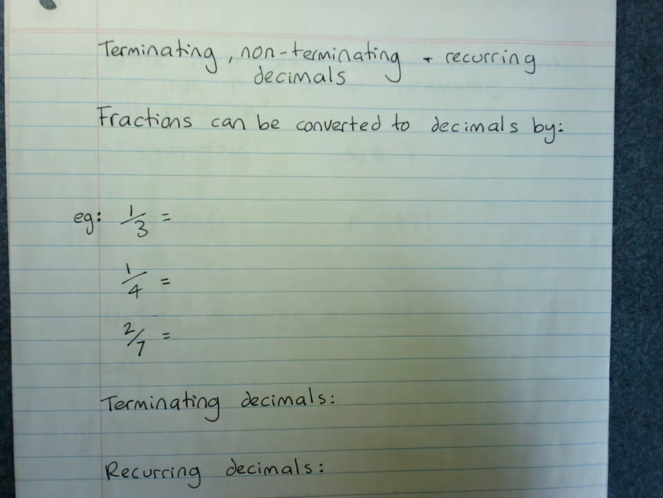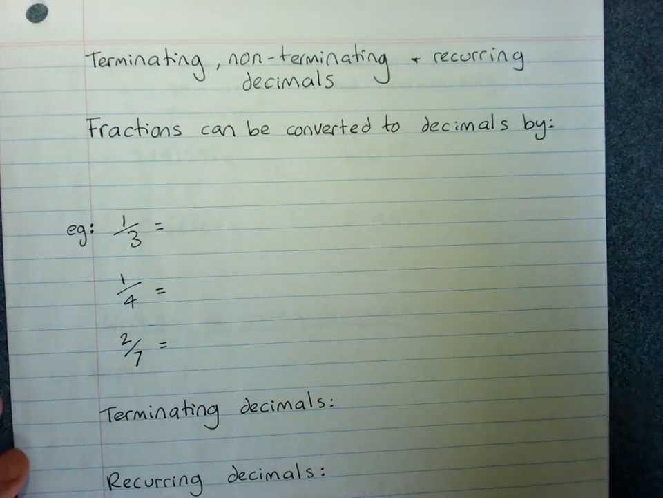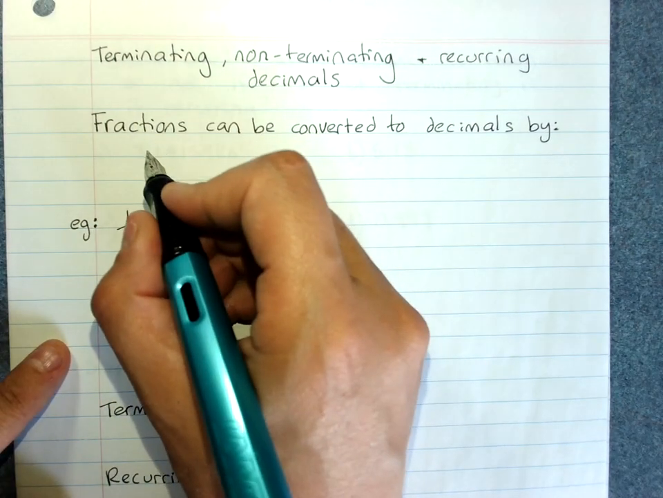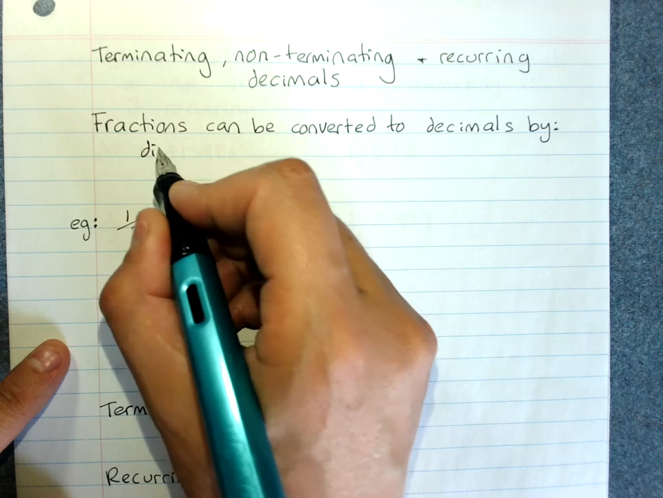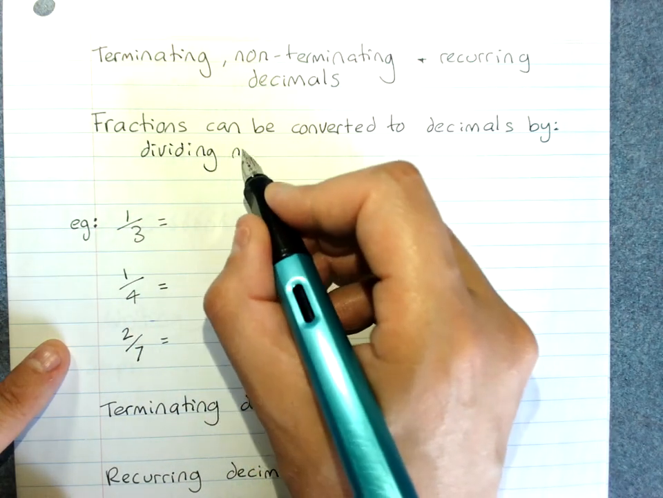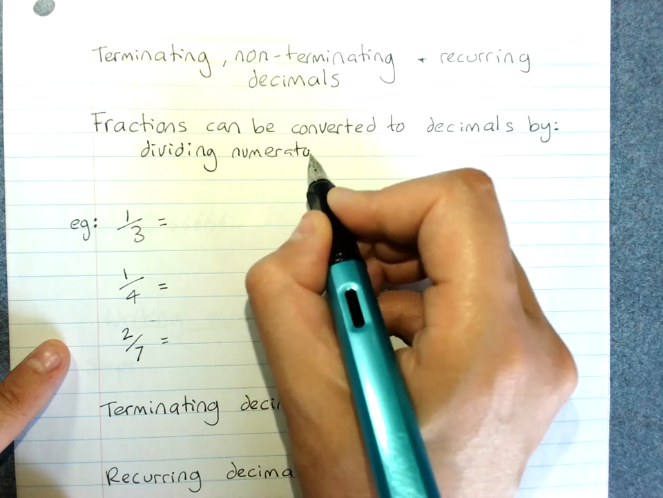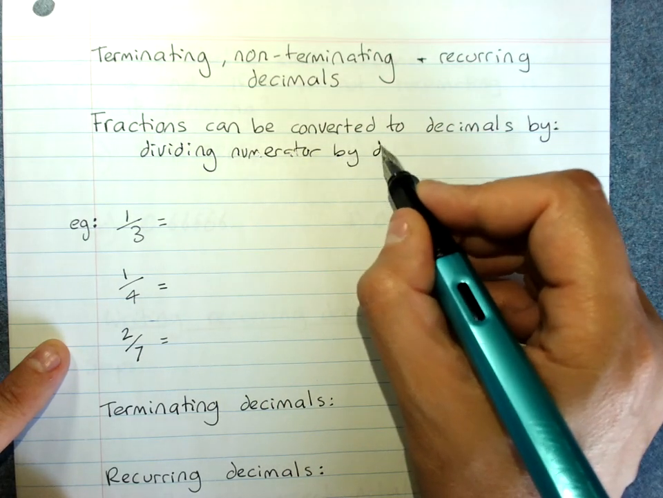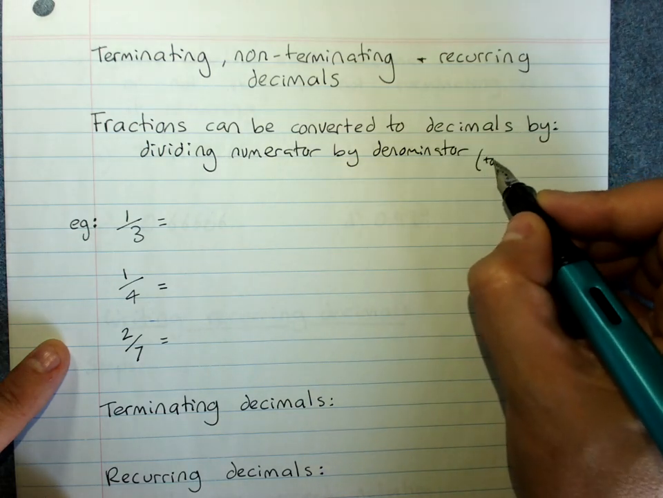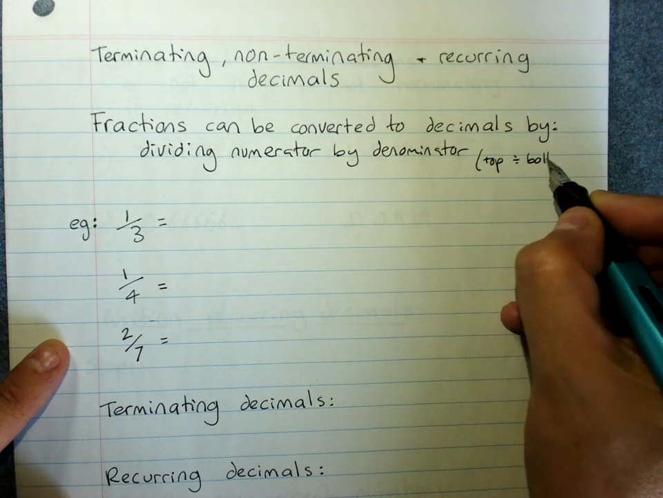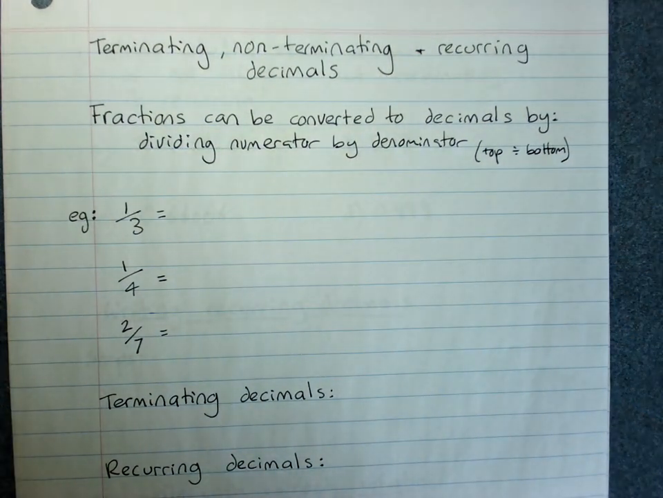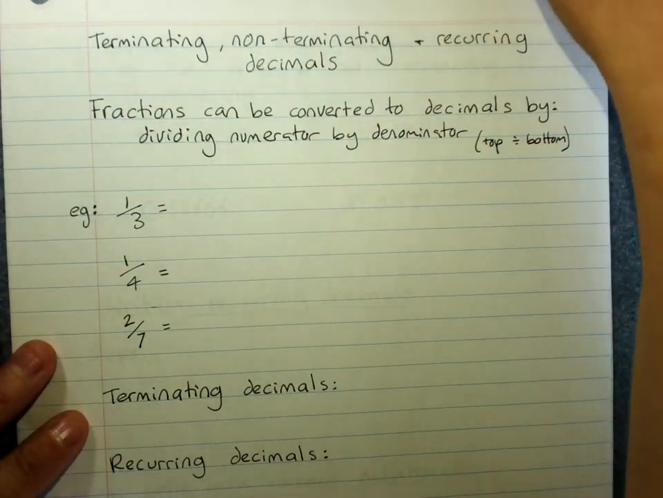Terminating, non-terminating, and recurring decimals. Fractions can be converted to decimals by dividing the top by the bottom, the numerator by the denominator. We can do that with a calculator, or we can evaluate it by using the division algorithm.